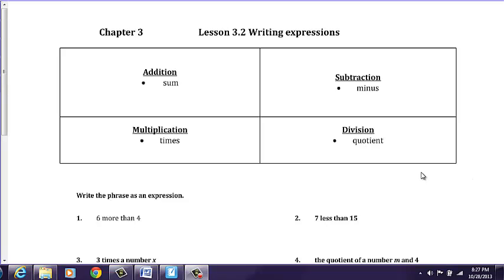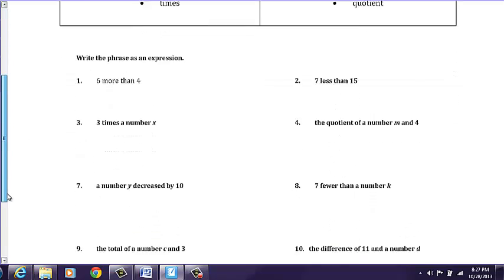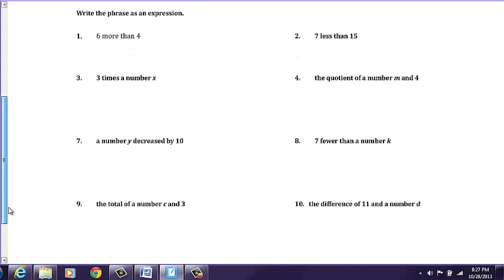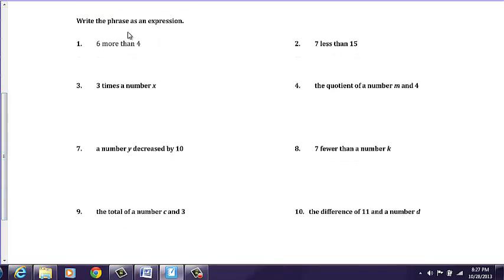We are going to be doing lesson 3.2, writing expressions from chapter 3. This piece of the worksheet, I want you to go ahead and think of as many words as possible for the different operations that you see here and fill them in. For help, you can use page number 120 from the textbook or the worksheet that we did in class last week. All right, let's go ahead and start writing the phrases as an expression.